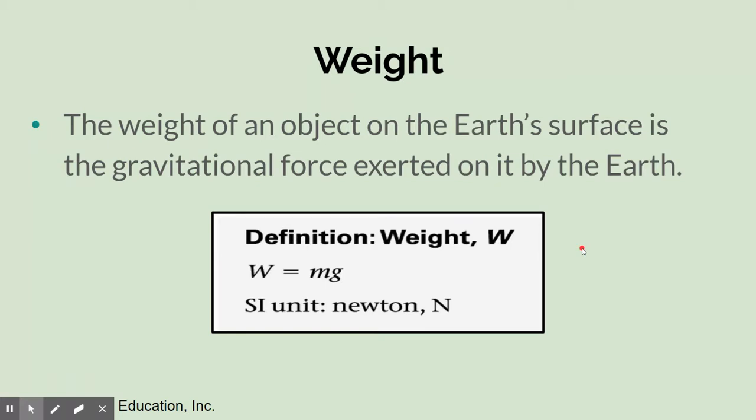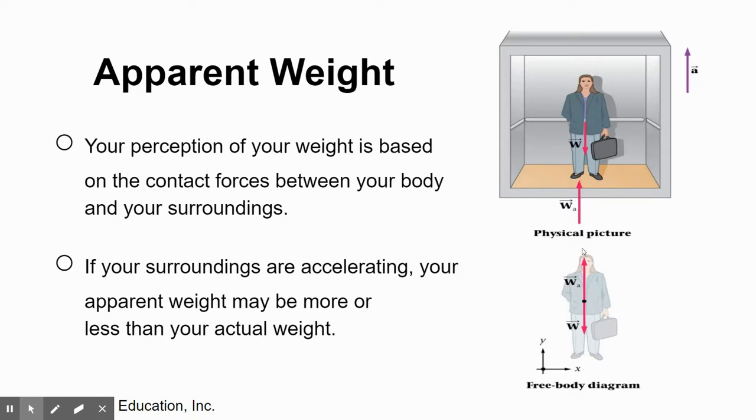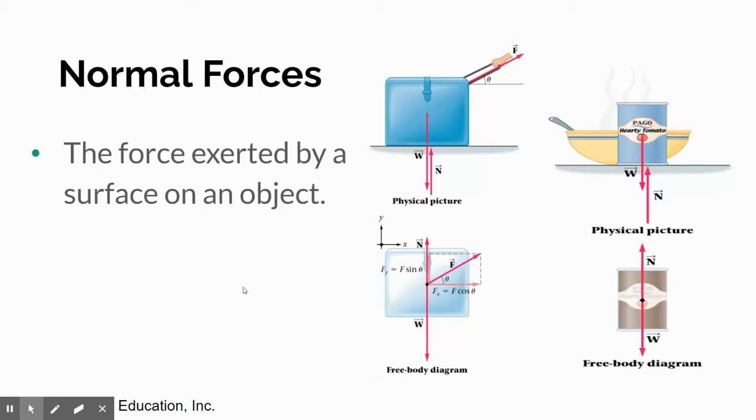Weight is a force. Now, apparent weight is slightly different, and you've all experienced this in an elevator, on a trampoline. So your perception of weight is based on the contact forces between your body and your surroundings. So if your surroundings are actually accelerating, whether that be in the positive or negative direction, you will feel like you weigh more or less than you actually do. And we'll work problems with all of these. These are just concepts right now.